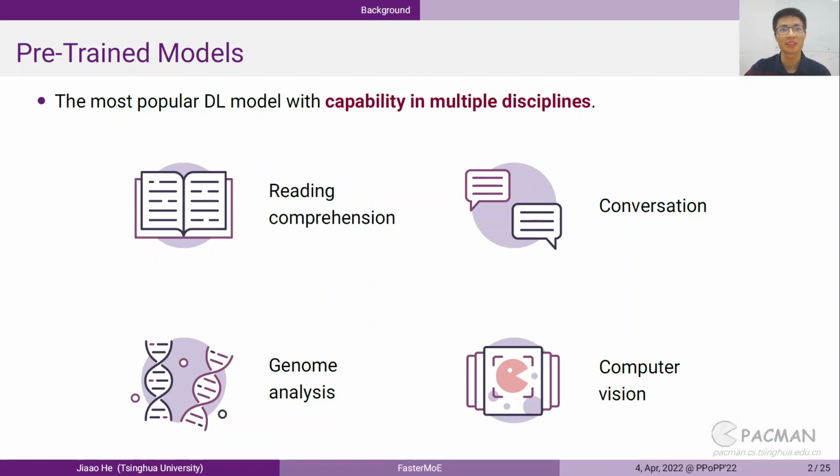Pre-trained models are the most popular deep learning models in recent years. They are showing strong capability in multiple disciplines, including reading comprehension and conversation, which are traditional NLP tasks. They are also being used in phenomenal analysis, computer vision, and many other fields.